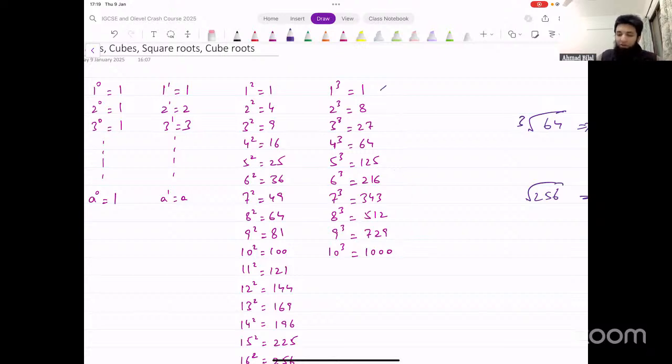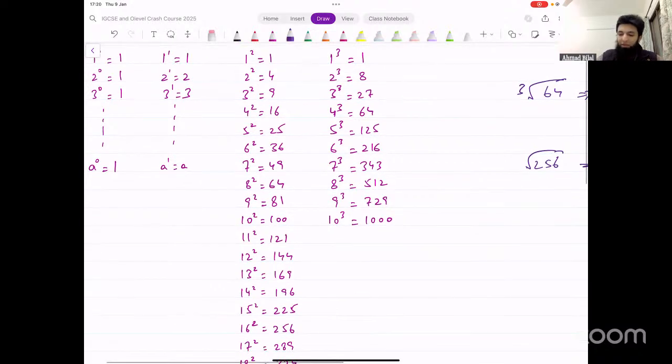1 cubed is 1. You need to remember that 8 is the cube of 2, 27 is the cube of 3, 64 is the cube of 4, 125 is the cube of 5, because that will help you in taking cube roots. 216 is the cube of 6, 343 is the cube of 7, 512, 729, and then finally 1000. So if they ask you, for instance, what's the cube root of 125, you should be able to do this quickly, that this is 5.